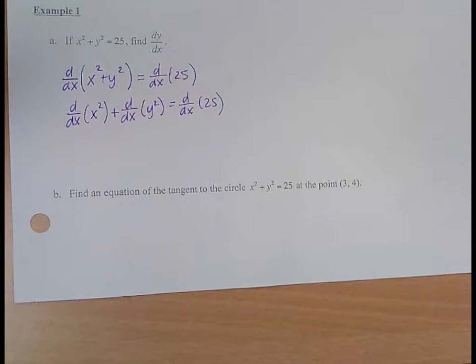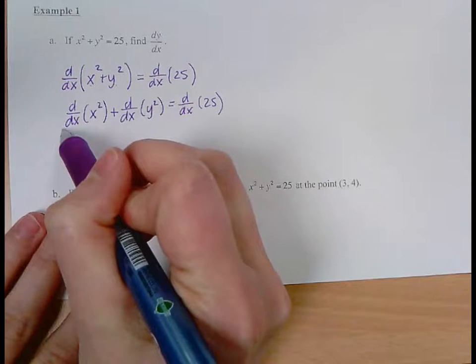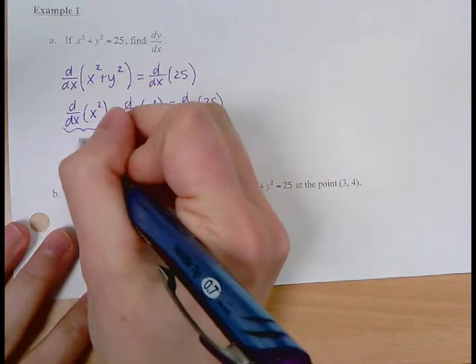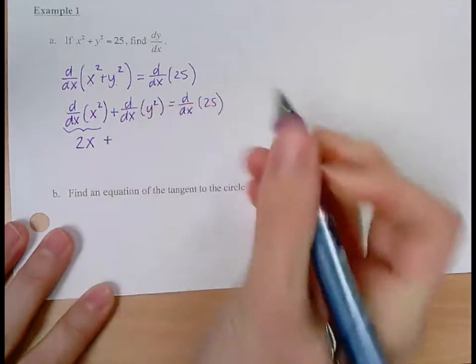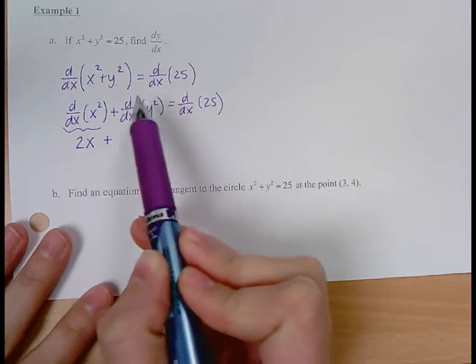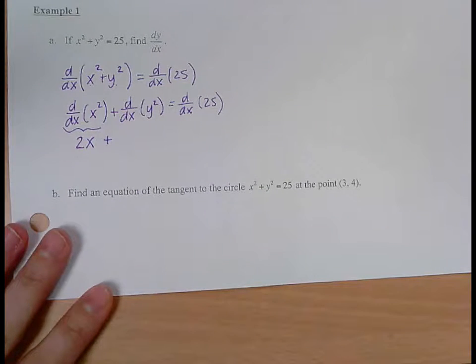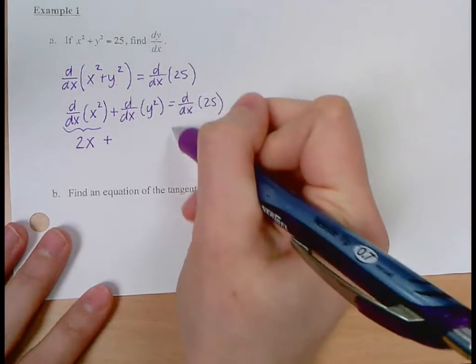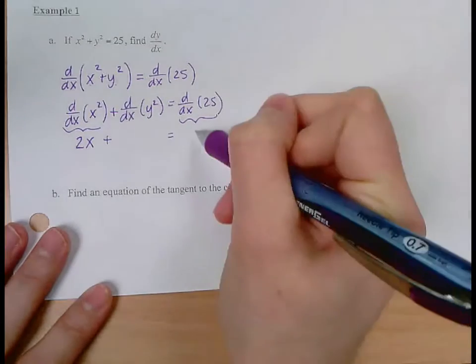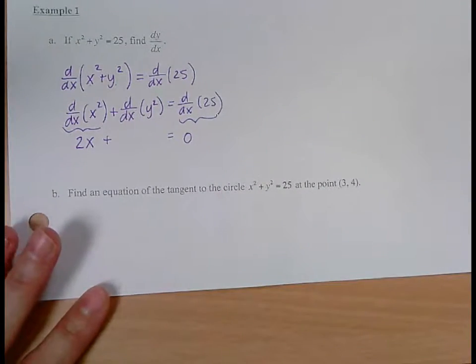So then, derivative with respect to x of x squared, what's the derivative of x squared? 2x. Plus, I'm going to come back to the y squared. That's where implicit differentiation differs a little bit from just finding a regular derivative. But on the other side, what would the derivative of 25 be? 0. It's just a constant.